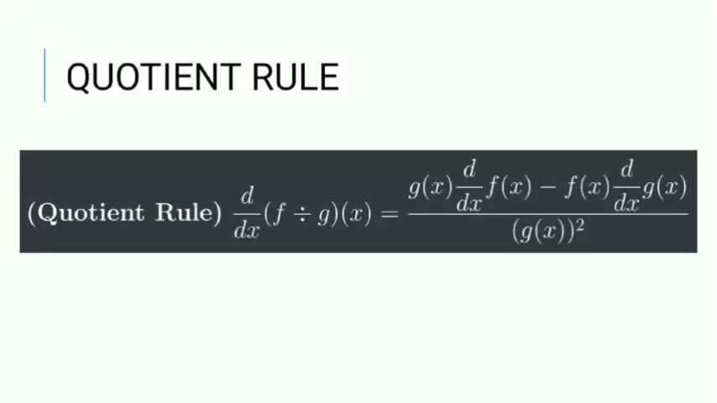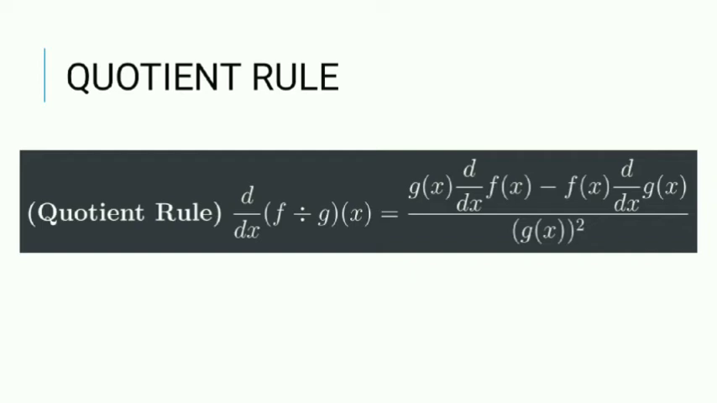The next rule we have is the quotient rule. The quotient rule states that if we wish to take the derivative of f divided by g, it is equal to g of x times d/dx of f of x minus f of x times d/dx of g of x, over g of x quantity squared.